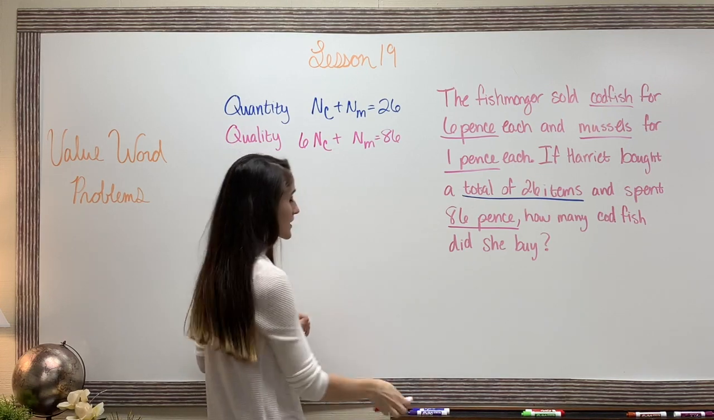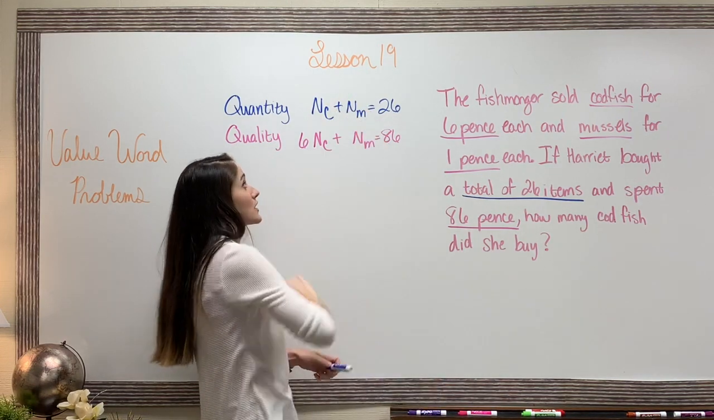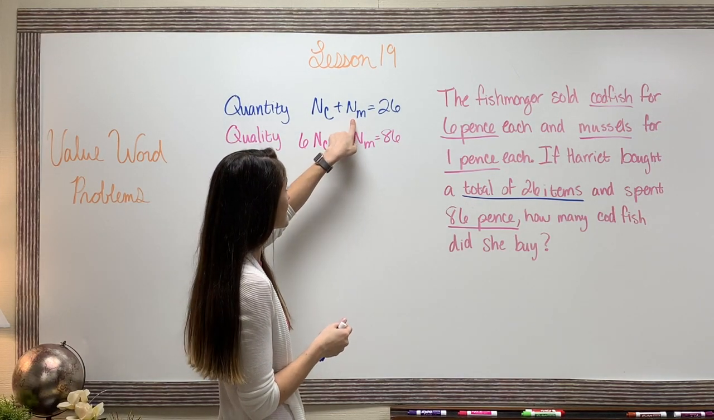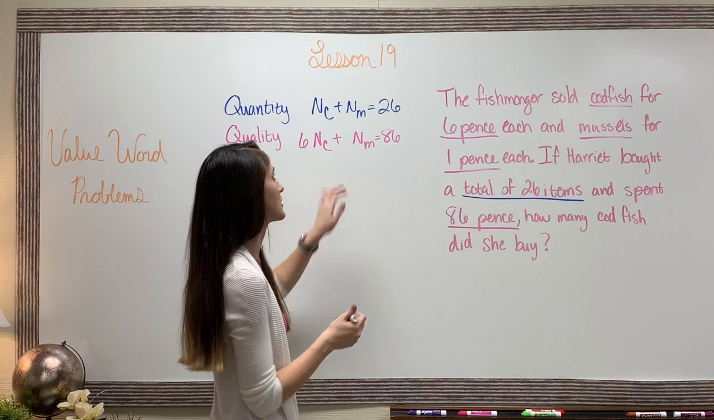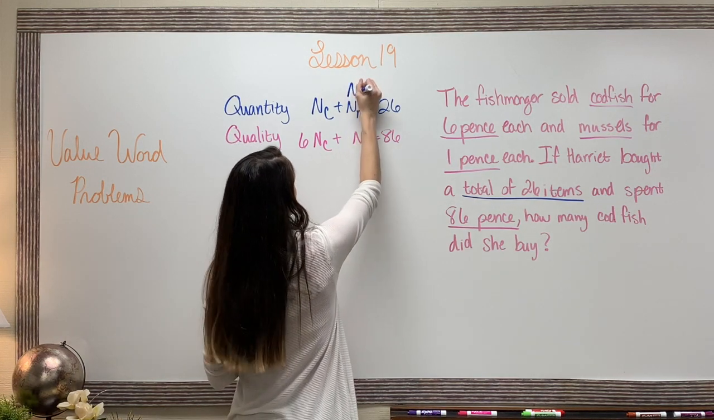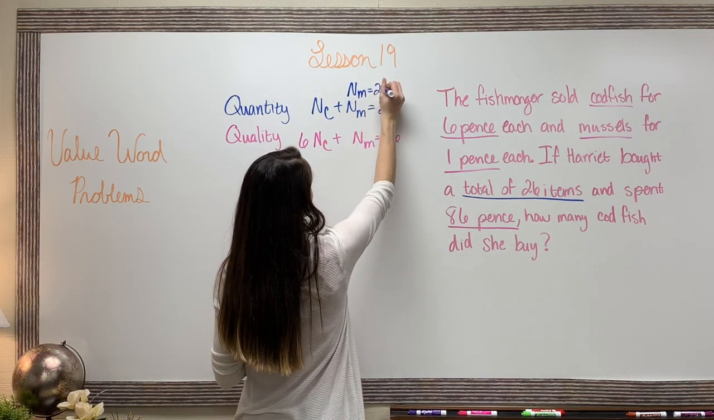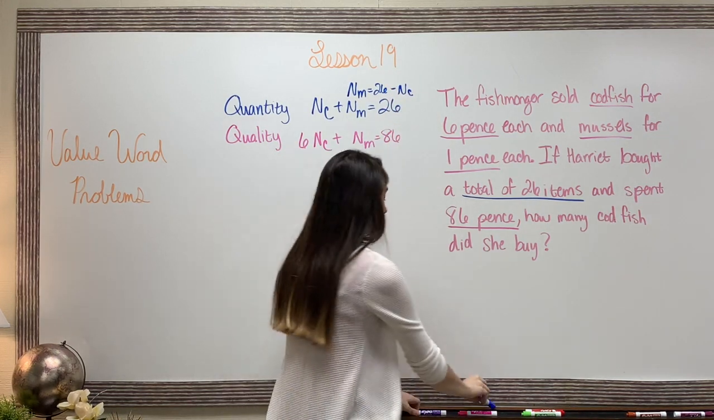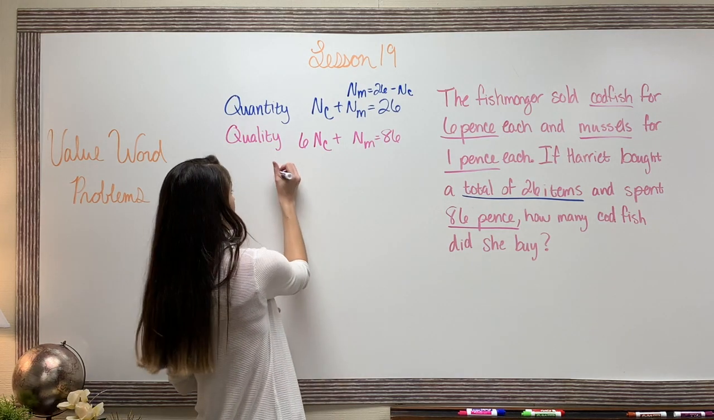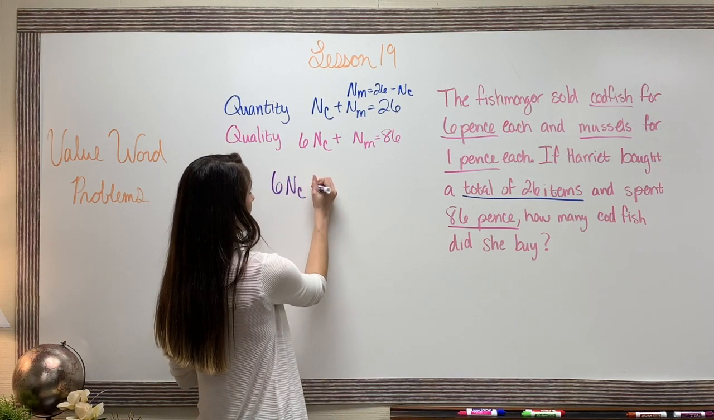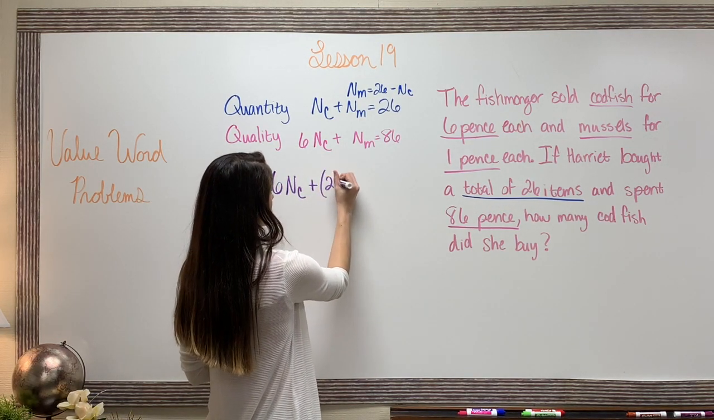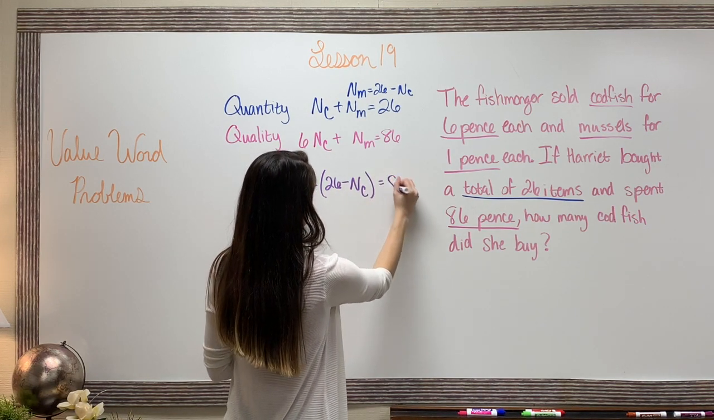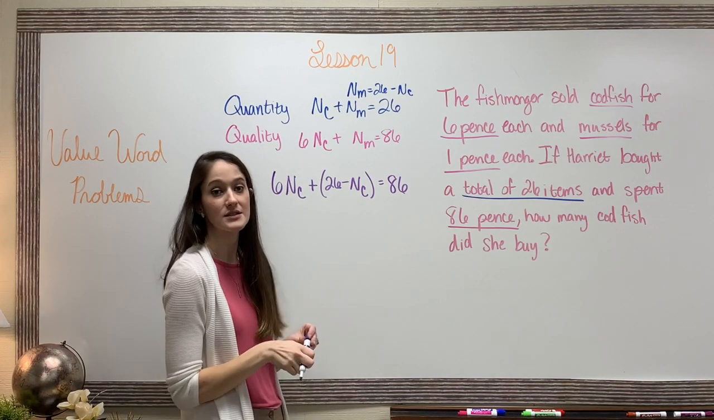So now, looking at this, I'm going to take this first equation, I'm going to isolate one of my variables. I'm going to isolate mussel. That way there's nothing that I have to distribute when I plug it into this equation. So the number of mussel equals 26 minus the number of cod. So we have 6 times the number of cod plus 26 minus the number of cod equals 86, and now we're just going to solve.